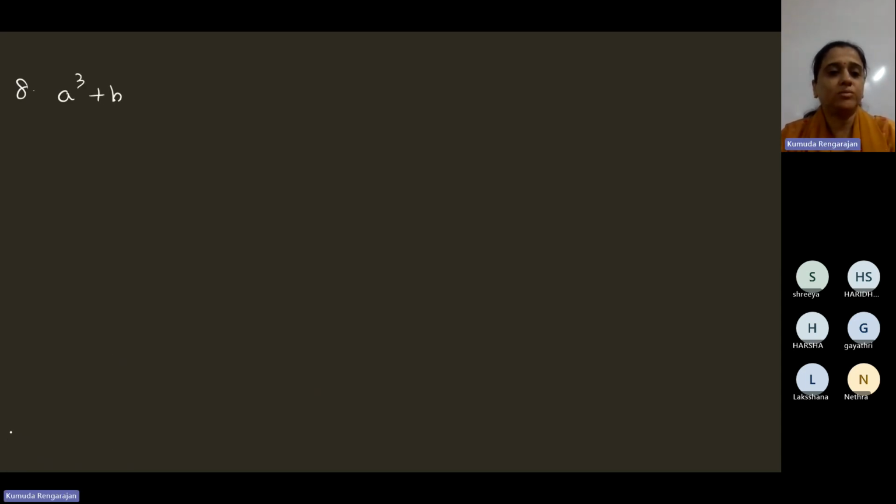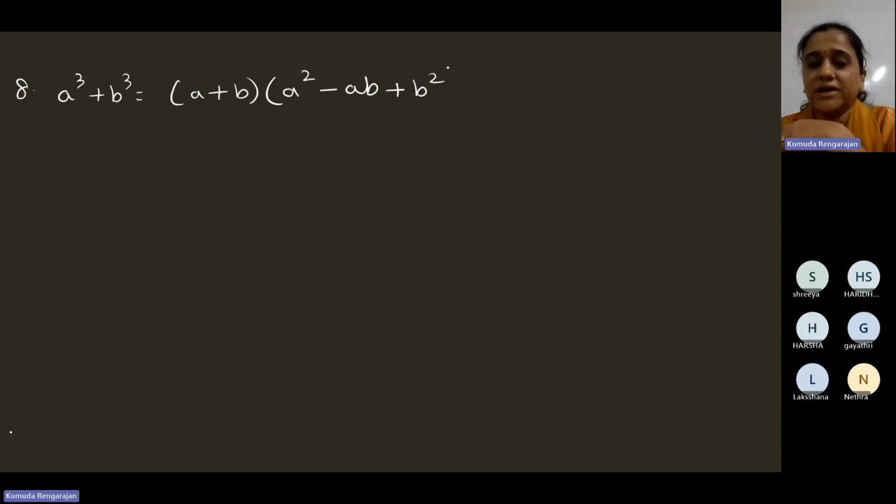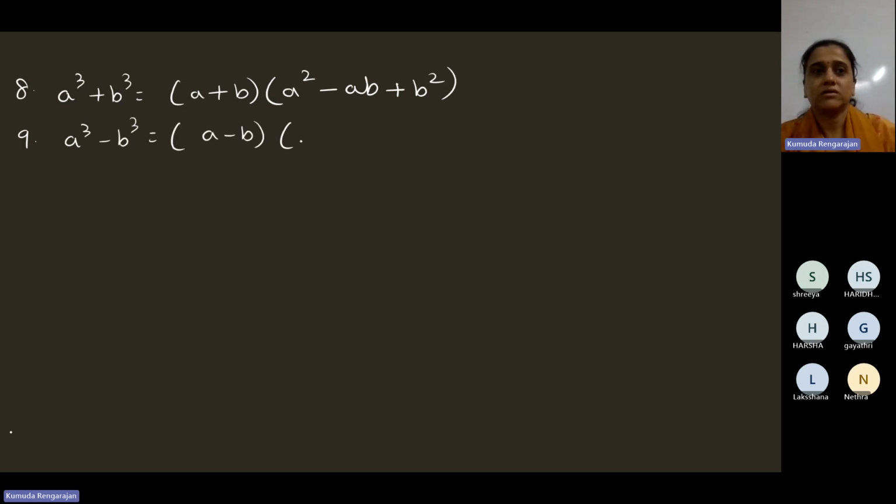A cubed plus b cubed is equal to a plus b into a square minus ab plus b square. Not minus 2ab, minus ab. Correct. Minus ab plus b squared. Very good. What's a cubed minus b cubed? A minus b into this plus b square. Very good.